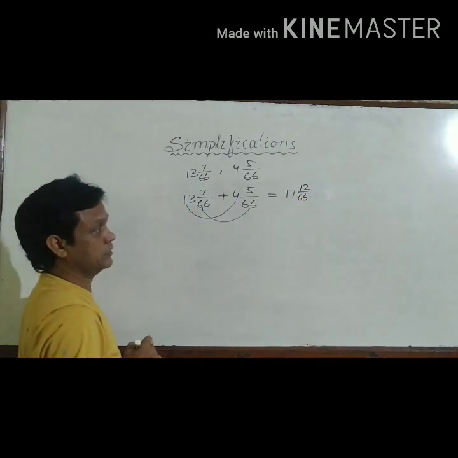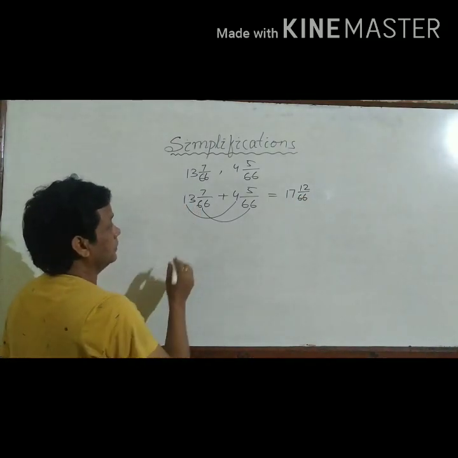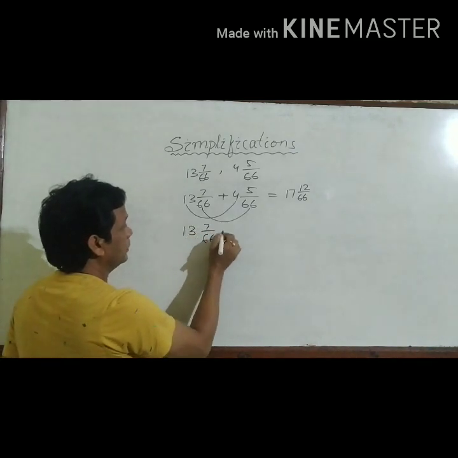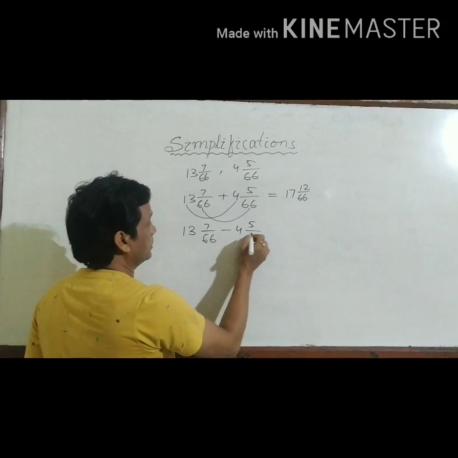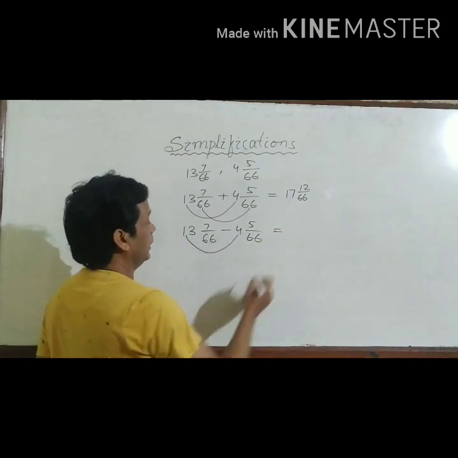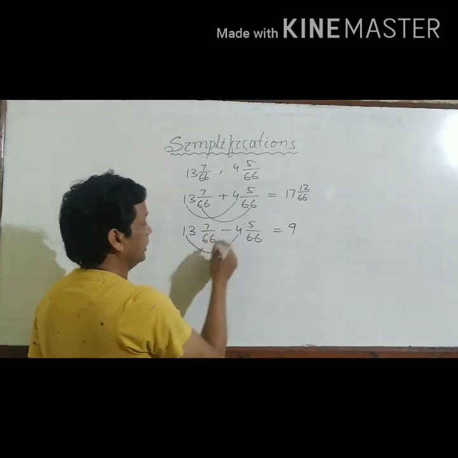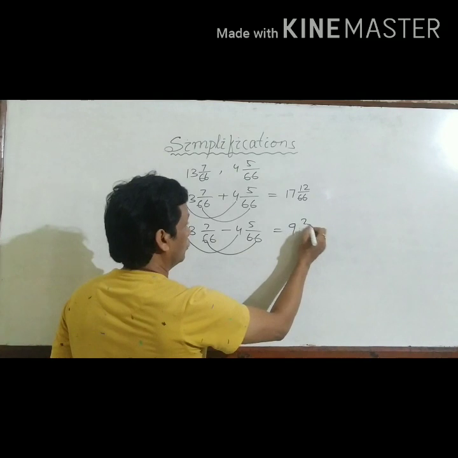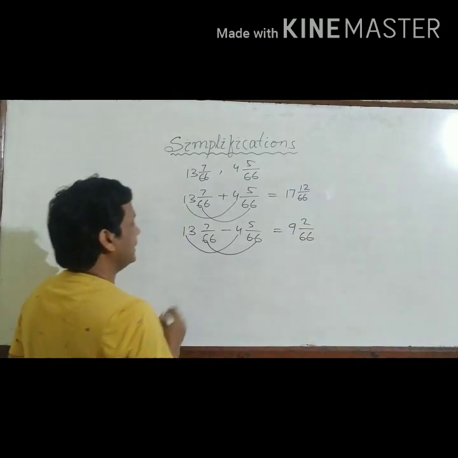17 whole 12 by 66. Clear? Then see here. If you subtract 13 whole 7 by 66 minus 4 whole 5 by 66, it will be 13 minus 4, it will be 9. And subtract this 2, 7 minus 5, it is 2. So 2 by 66.